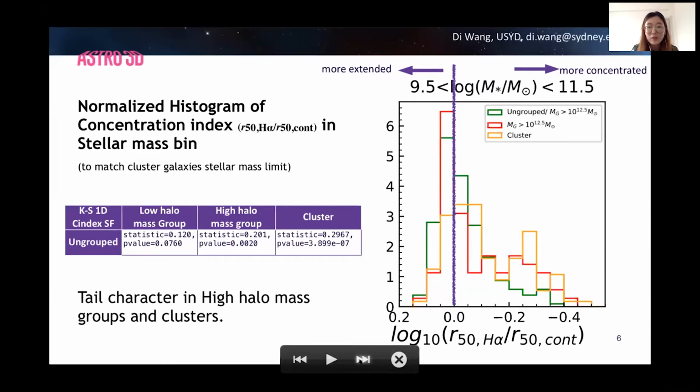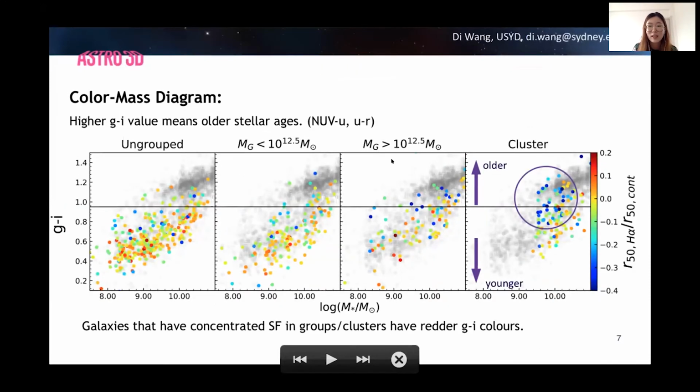We also like to know when the quenching is happening, as well as how fast the quenching happened. To see the ages of these galaxies, we can use several color parameters like J-I color and U-R. Here I'm plotting the J-I color versus the stellar mass, color coded by the concentration index, and this is in log scale. Larger J-I color means older stellar populations.